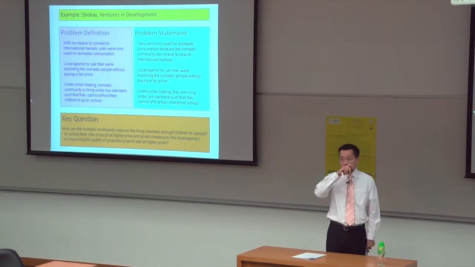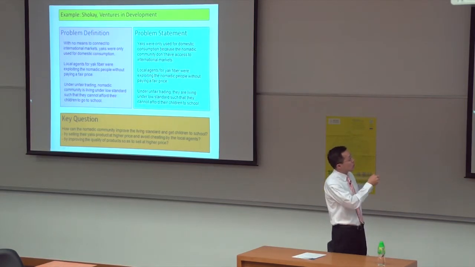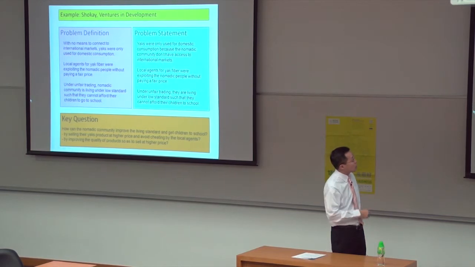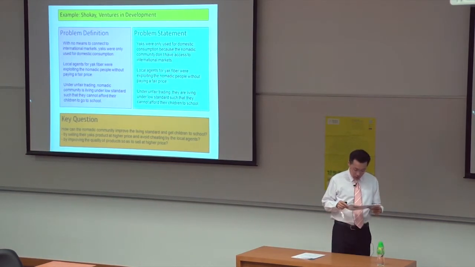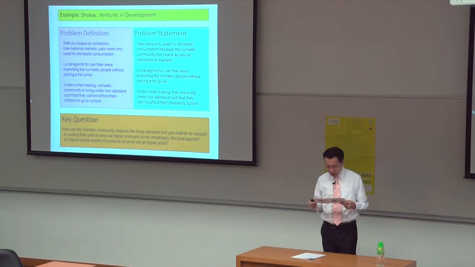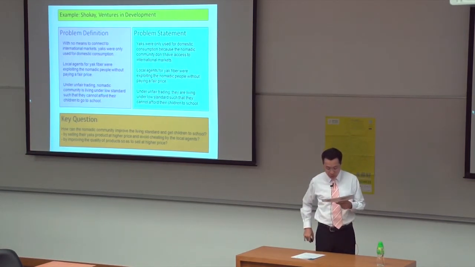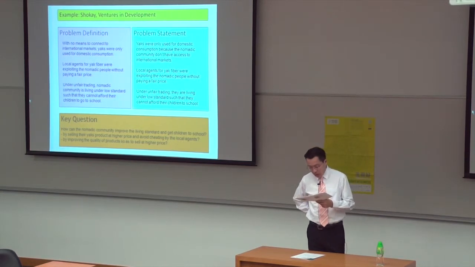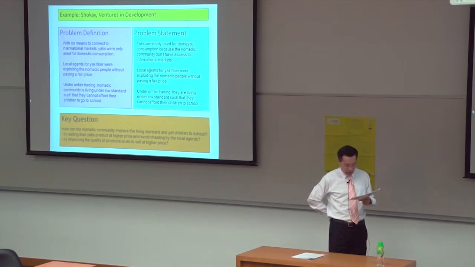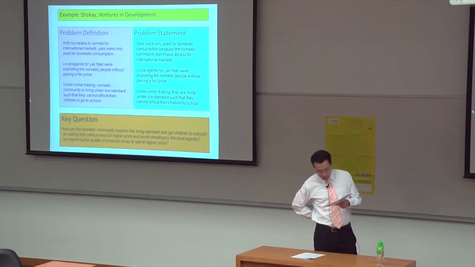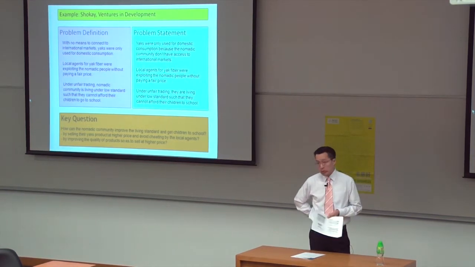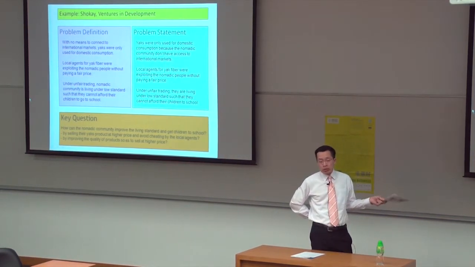Okay. So for the showcase example, we come up with a real case now. It's the real case from Mauritius. The problem definition is that with no means to connect to the international markets, yachts were only used for domestic consumption, and local agents were exploiting the nomadic people without paying a fair price. And under unfair trading, the nomadic community is living under a low standard such that they cannot afford to send their children to school. So this is the existing situation and the problems.